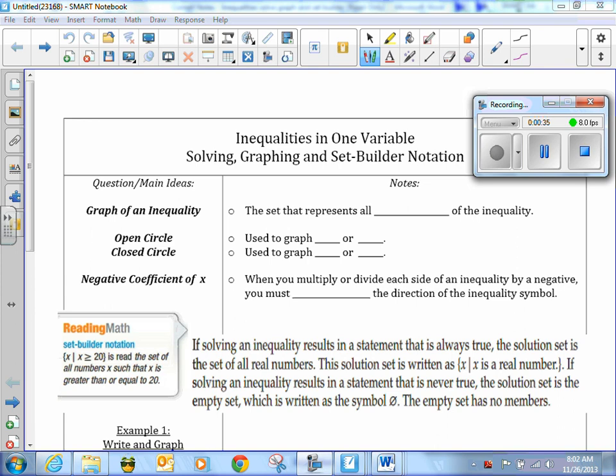set builder notation. So first of all, basic background knowledge: the graph of an inequality is the set that represents all values of the inequality. An open circle is used to graph either greater than or less than. The closed circle is used to graph greater than or equal to or less than or equal to. And with a negative coefficient of x, when you multiply or divide each side of an inequality by a negative, you must switch the direction of the inequality symbol.